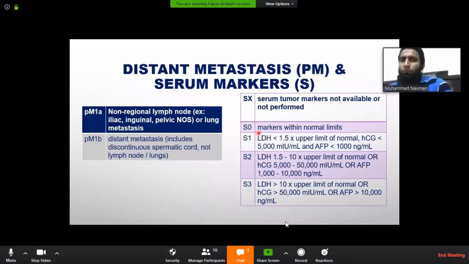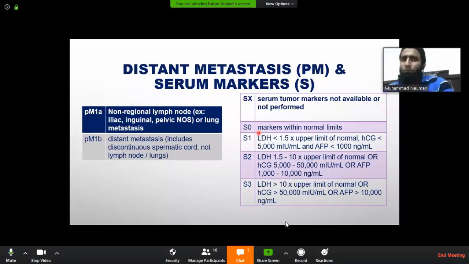Small p stands for pathological. If you are taking into consideration all your investigations like imaging, the staging process will be with a small c, and that small c is clinical. So there are two types of stages. One is clinical stage, and the other one is pathological stage.